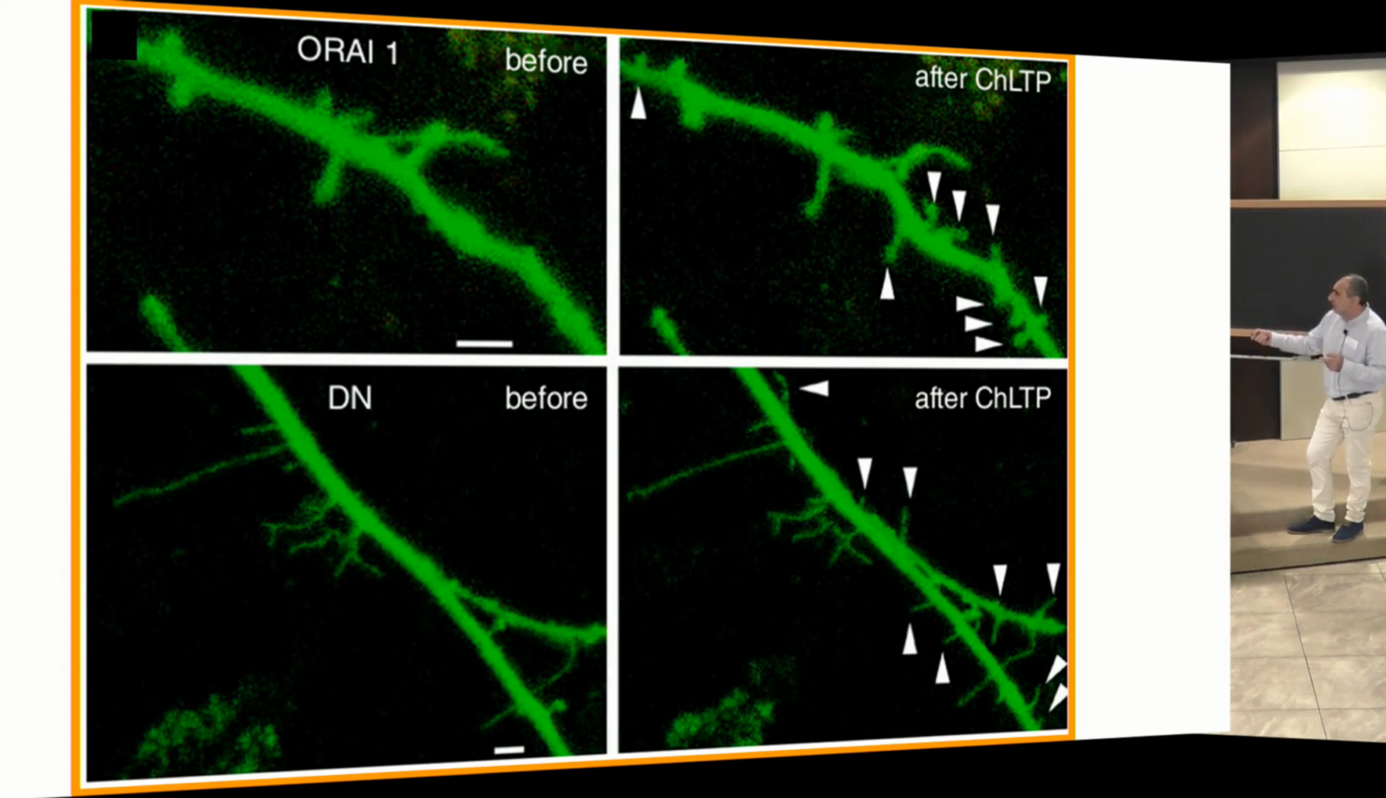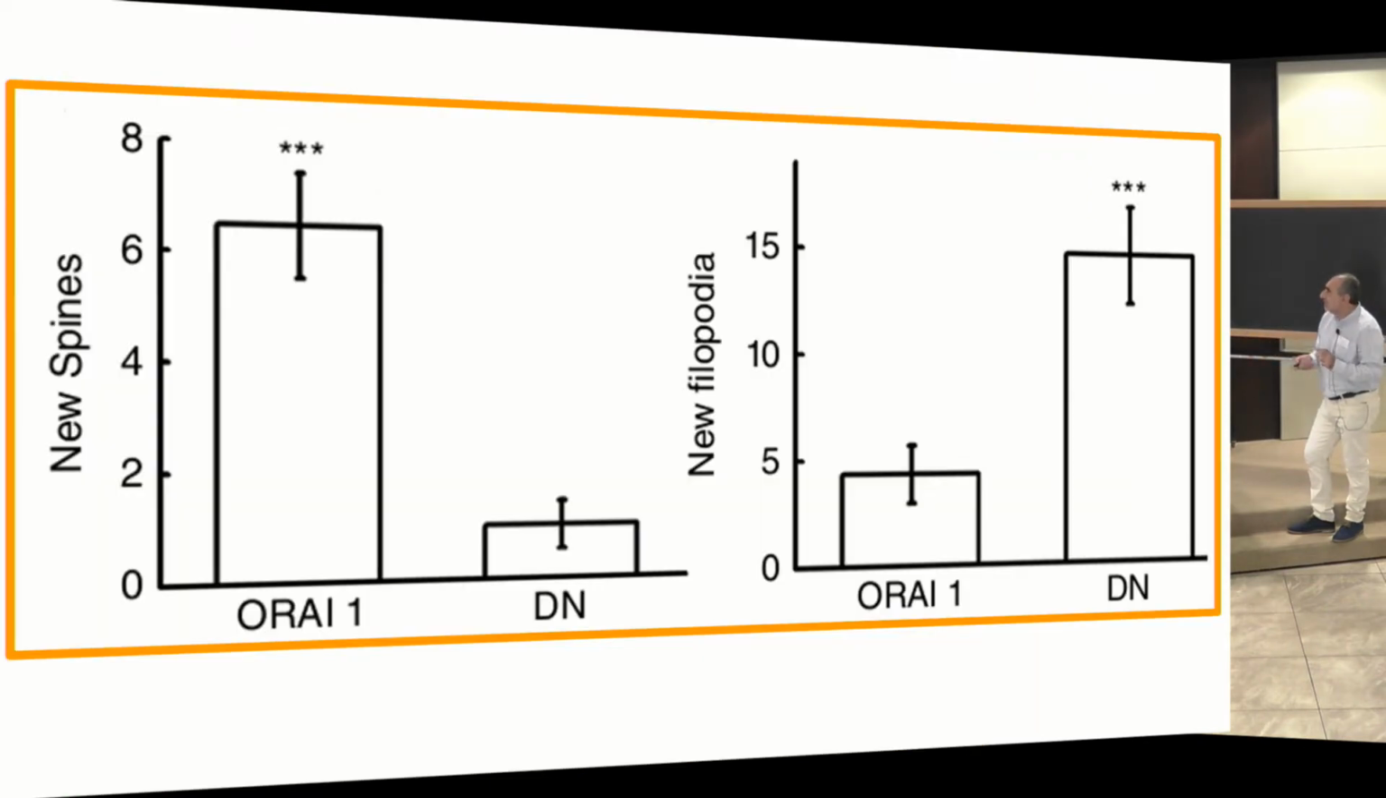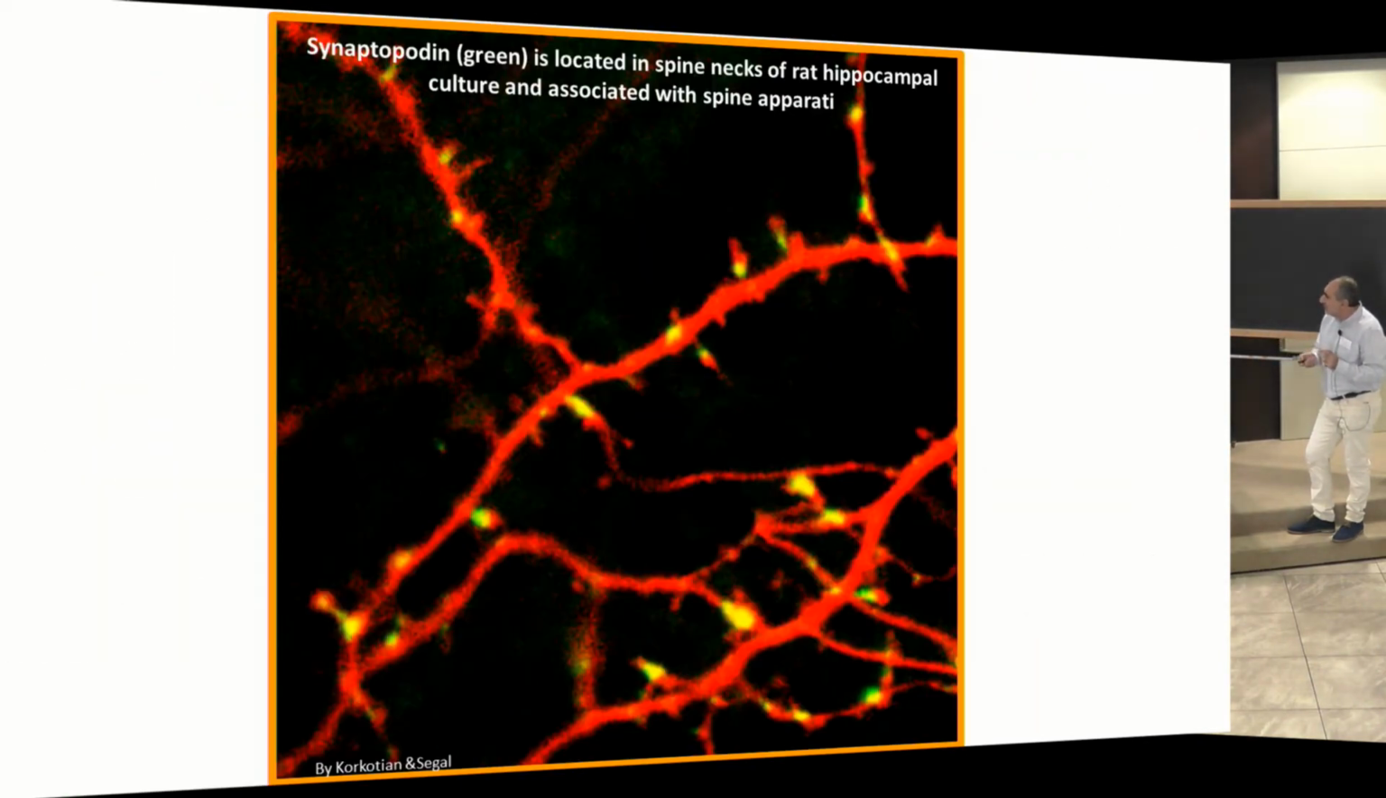But as you have to remember, the dominant negative cells, which have mainly filopodia, also create new protrusions, but mainly filopodia, not real spines, as you can see here. This is just a little addition, and this is the summary of this.